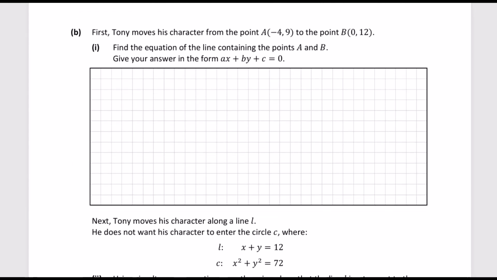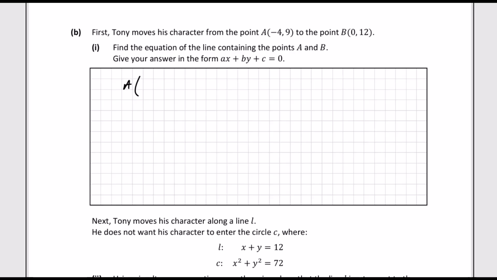Okay, next one. First, Tony moves his character from point A to point B. Find the equation of the line containing the points A and B. Give your answer in the form ax plus by plus c equals 0. So this is just a matter of finding the equation of a line given 2 points. We're given -4, 9 as A, and we're given 0, 12 as B.